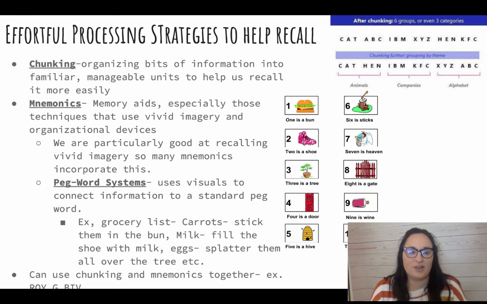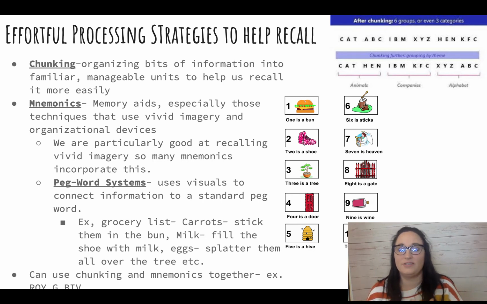Effortful processing strategies to help recall. So these are things you can use, and maybe you do. Chunking. It's taking bits of information and putting them into more manageable units. So if our magic number is 7 plus or minus 2, let's make it work for us. So instead of remembering these random words, you can basically group them into things that you know.